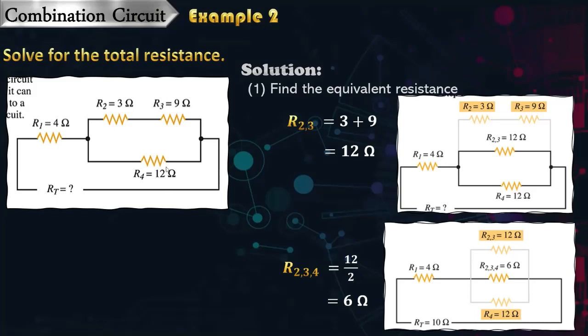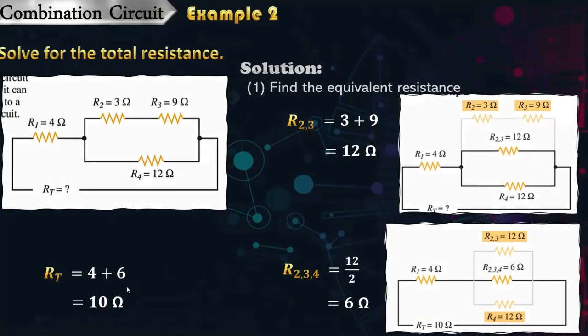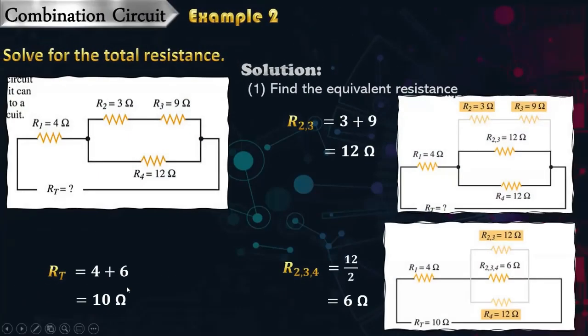Now, our final illustration, or the final given this time, is a series circuit of R1 and R234. To get the total resistance, since it is in series, simply add R1 plus R234, that is 4 plus 6, so the answer is 10 ohms.